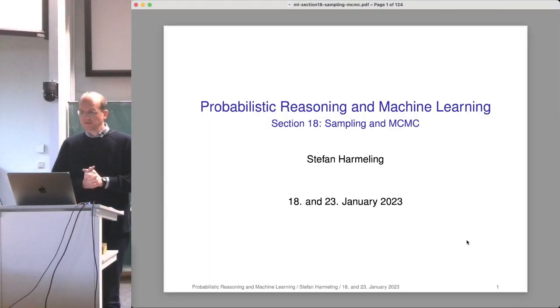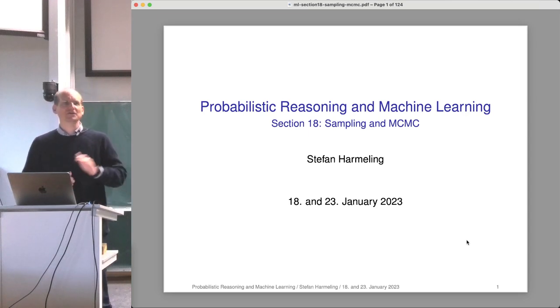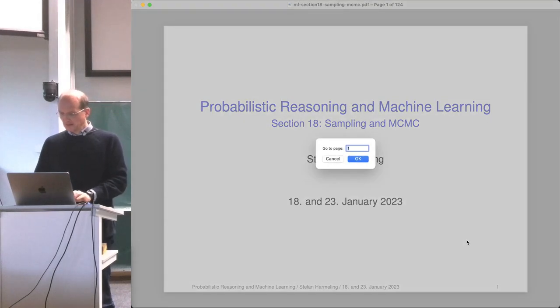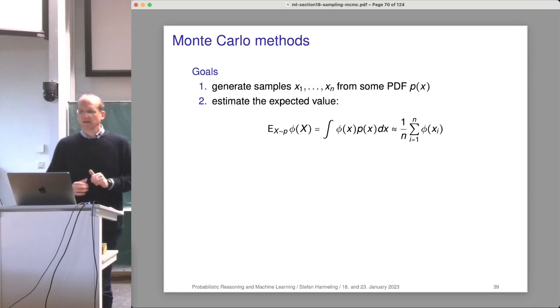Okay, welcome everyone to our next lecture on probabilistic reasoning and machine learning. Today we continue with the sampling topic and we will look at methods called MCMC, which is not the name of some DJ or something, but it stands for Markov chain Monte Carlo. I think that's the right one. And let's see, I think this is where we start.